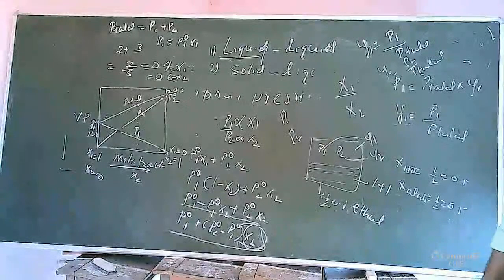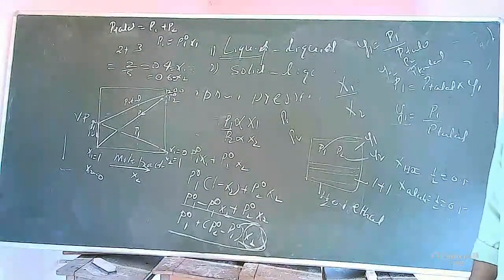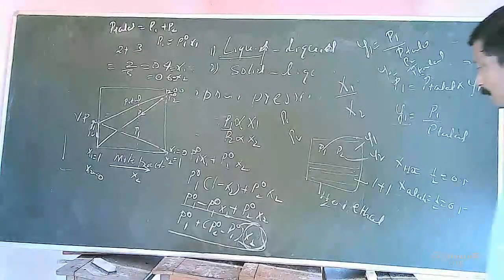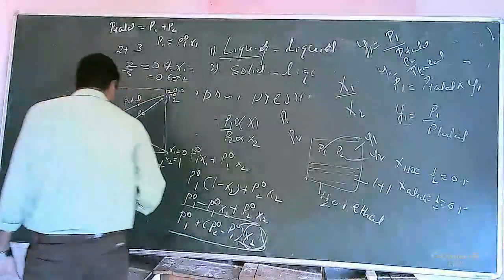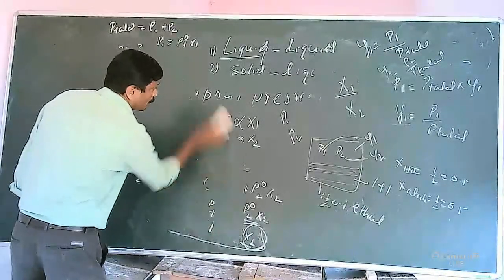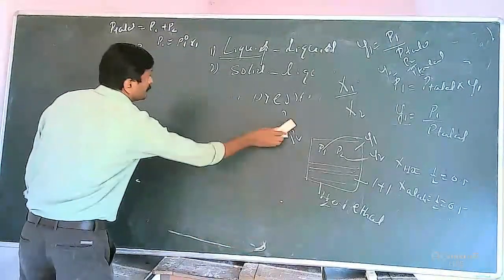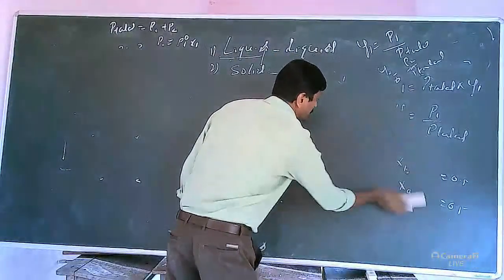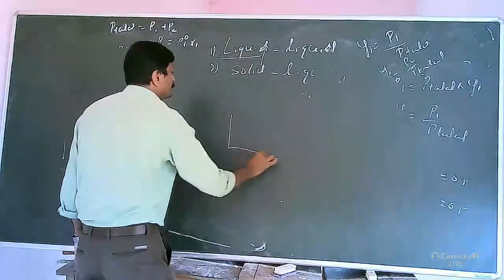This is what type of solution? The solution of liquid and liquid. What is the meaning? Both are volatile, both have the vapor pressure. So one more type of solution is a solid in liquid. Already we have discussed a solid in liquid.